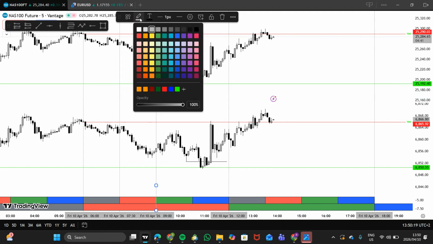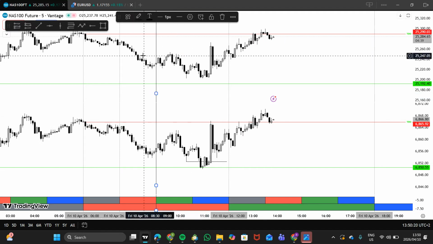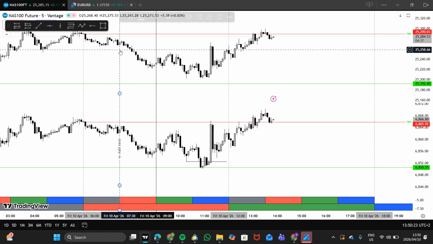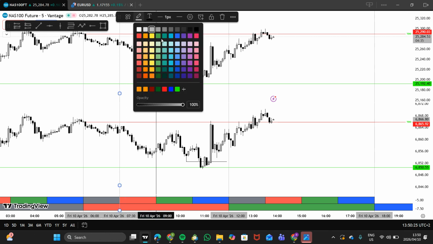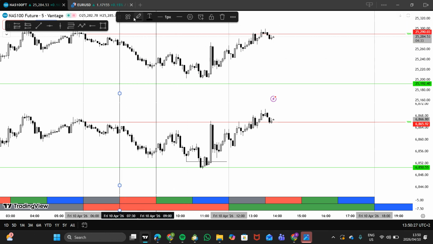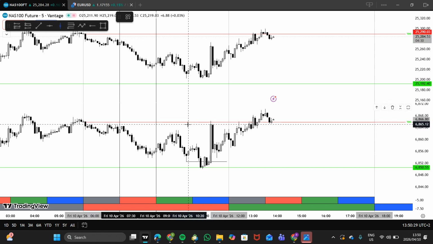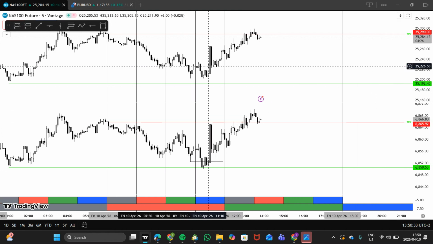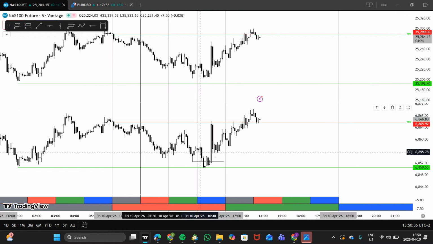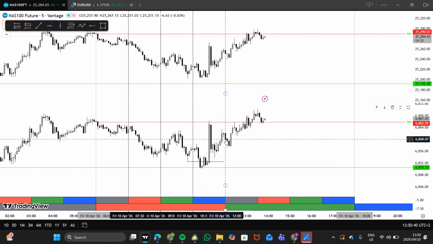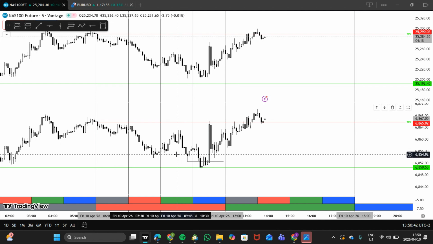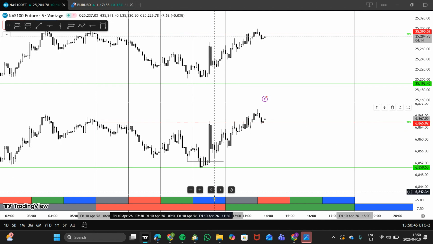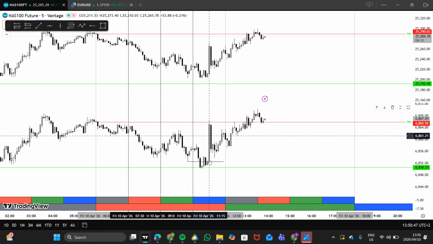I think I should make these ones a little bit darker so that you can see that these are for our London session. So the London session is split into four. Now this is Q3. And what is Q4 known for? Q4 is known for reversals.